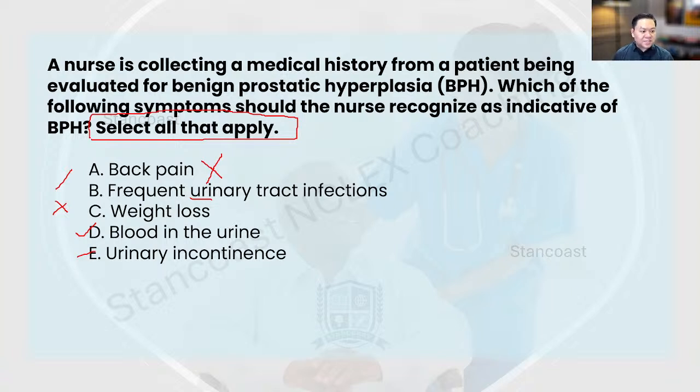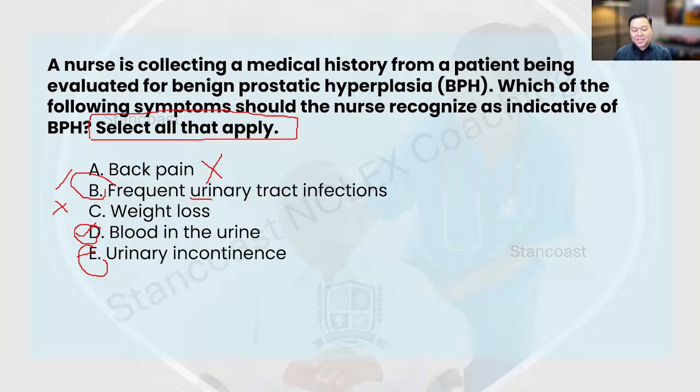So we are left with letter B, letter D, and letter E. So our wrong options here are A and C. Now going for the strategies, what are those strategies that you're going to use here? Well, you're going to need to link those symptoms to the conditions that we were talking about, the BPH. And also we have to eliminate the options that are commonly associated with the other conditions.